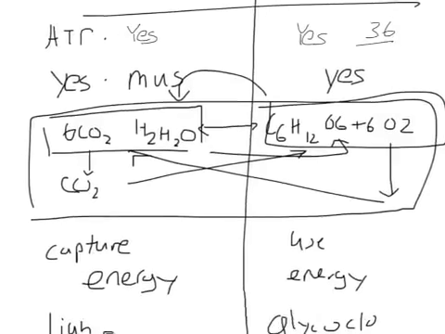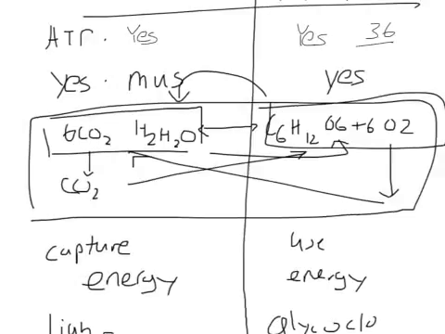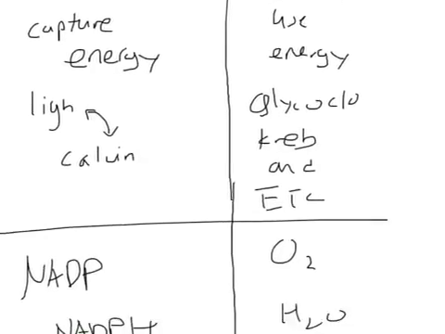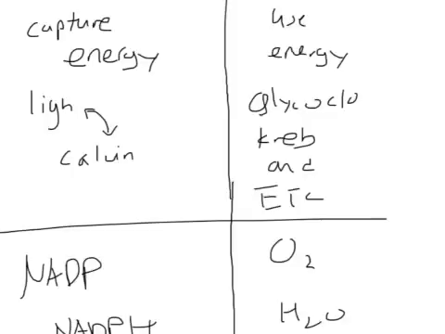Then we further explain how 6CO2 is an inorganic material that is used in photosynthesis to create organic material, C6H12O6, and the exact opposite for respiration. Photosynthesis captures energy, cellular respiration uses the energy. Photosynthesis has two steps, the light cycle and the Calvin cycle. The three steps of cellular respiration is glycolysis, Krebs, and electron transport chain.